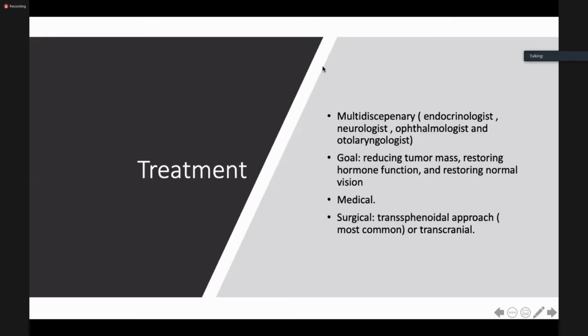Okay. Regarding treatment, we need a multidisciplinary approach. We need endocrine, neuro, ophthalmology, and ENT. Our aim of treatment is to decrease the size of the tumor, to restore the functioning of the gland, and to restore normal vision. Also, we have medical and surgical treatment. Medical treatment is mainly for functioning adenomas, and surgical treatment is the mainstay of treatment. We have two approaches, transsphenoidal or transcranial. Nowadays, we use the transsphenoidal approach.